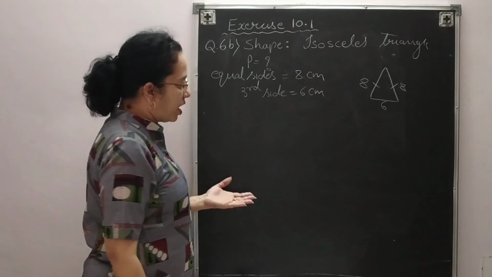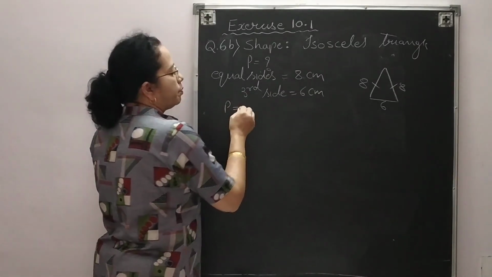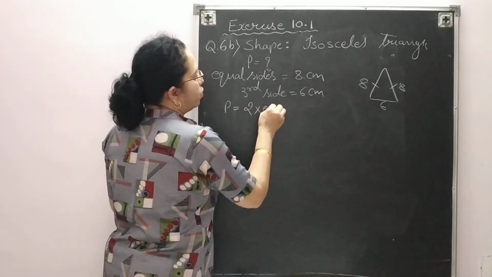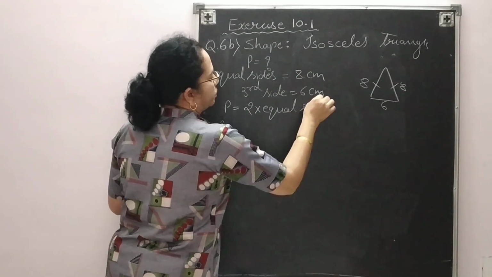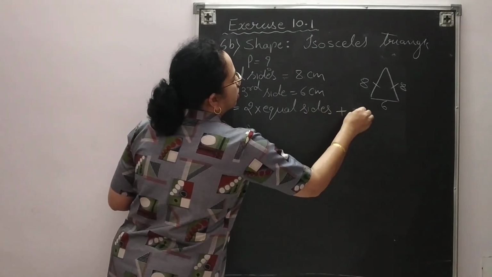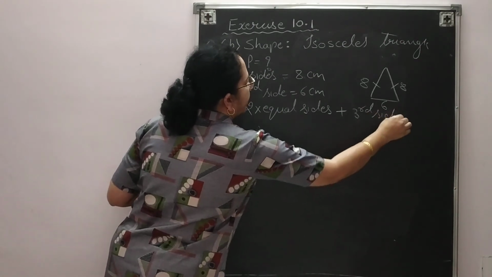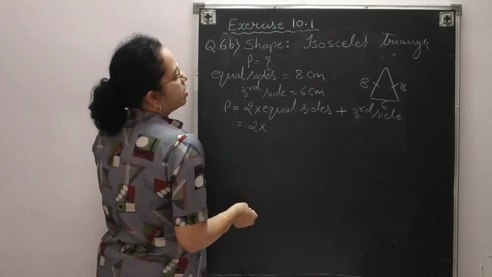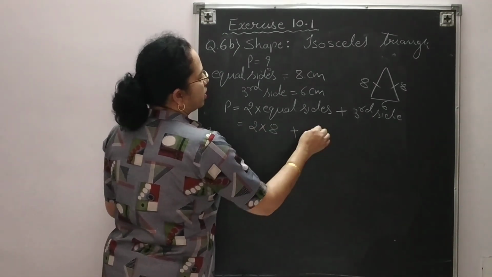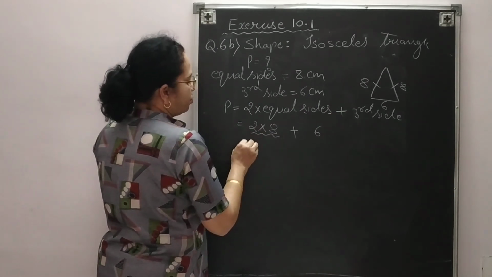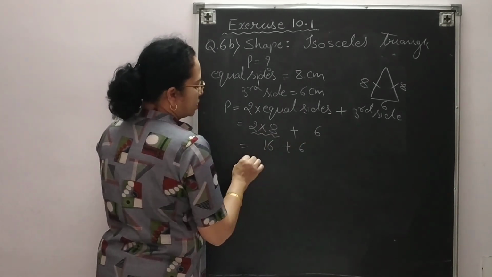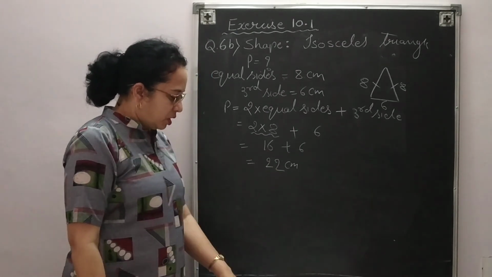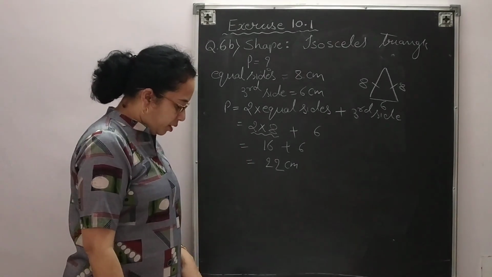Okay, this is one way, or you can create the formula for the perimeter of an isosceles triangle. How many sides are equal? 2. So 2 into equal sides plus third side. This way you can create the formula, or you can add all the three sides. Substitute the values. Equal sides are given 8, third length is given 6. Always first we multiply, so 16 plus 6. This will give you 22 and your unit will be centimeter. So the answer will be 22 centimeter.